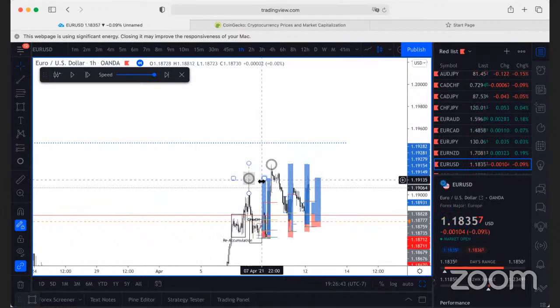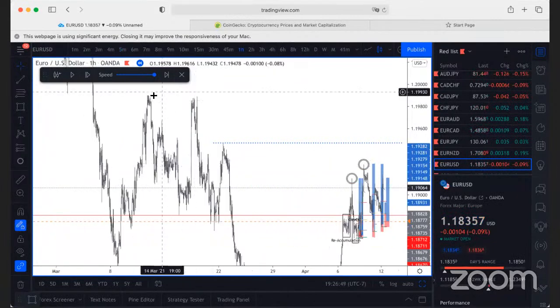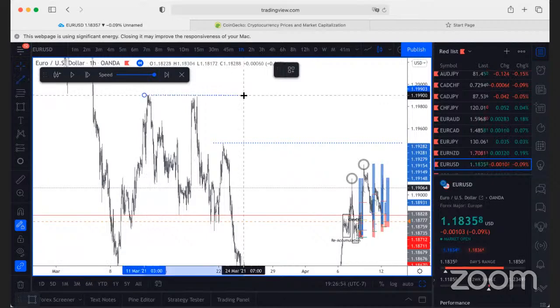Oh, that's crazy. Them equal highs back there, back here? Yeah, we could count them as relatively equal. This would be our next target that we'd be looking at.